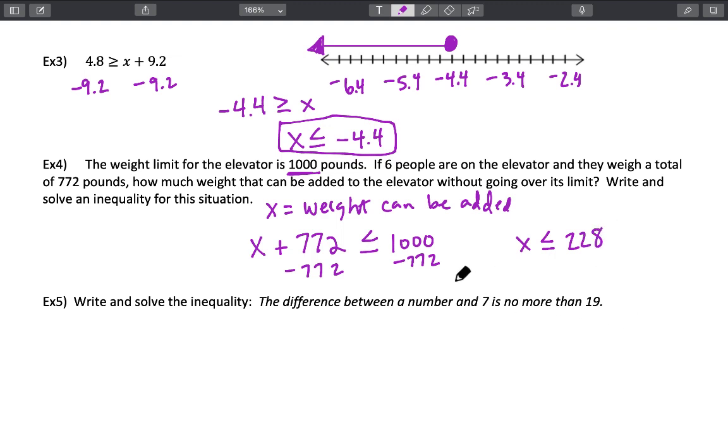Now let's graph the solution to that. We're going to create our own number line here, and we're going to label our 228 here in the middle, 230, 232, and so on. Oops, that's 224. Our arrows go off in both directions. We're going to shade our circle here. It's going to be a closed circle indicating that we can have 228 pounds and anything less than that. So there is the graph of that solution set.